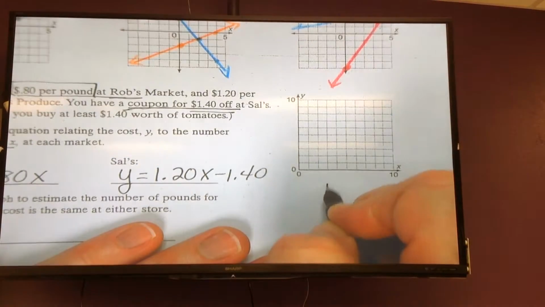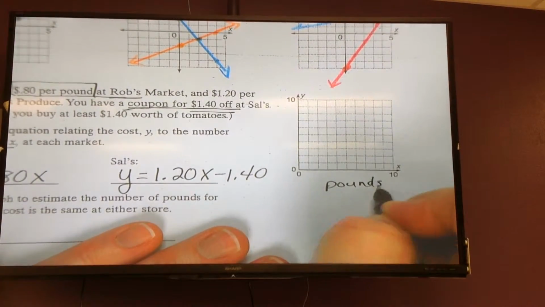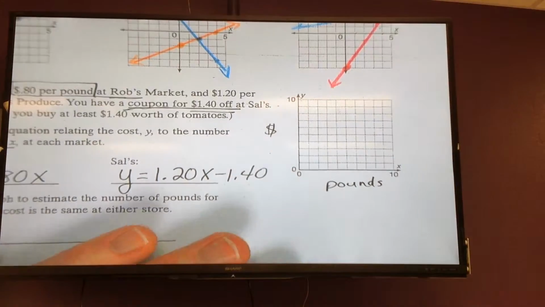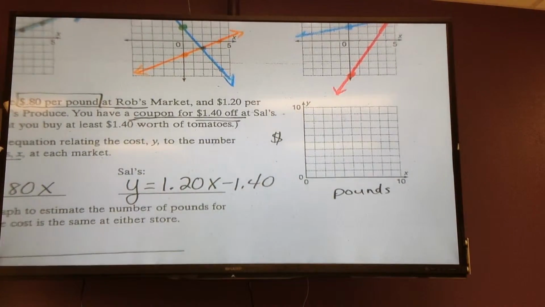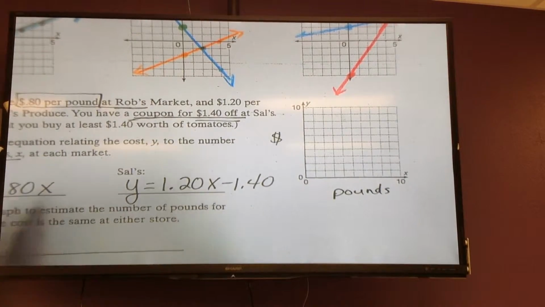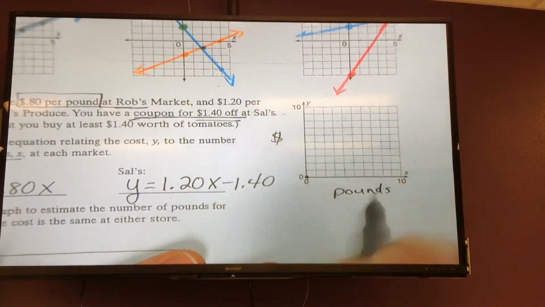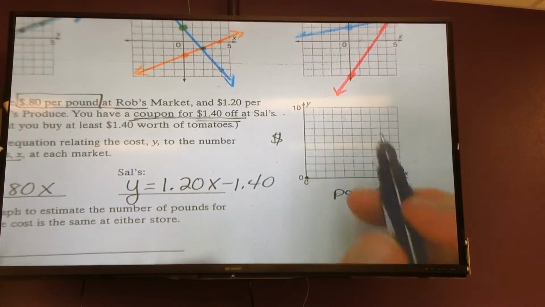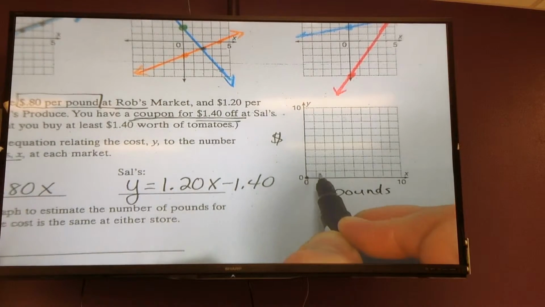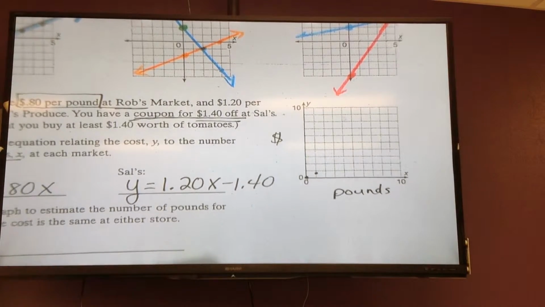This is all the number of pounds down here. And this is the price. So I'm going to label my axis so I can remember what's what. And here we have, for Rob's right here, we have 80 cents per pound. The y-intercept, you start at 0. Okay, you haven't bought any pounds. And then we're going to go up 80 cents for every pound we purchase.